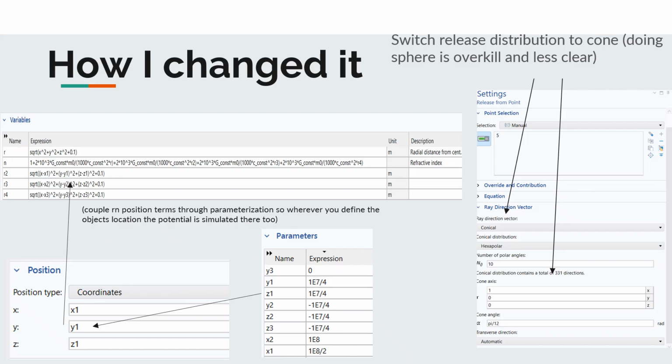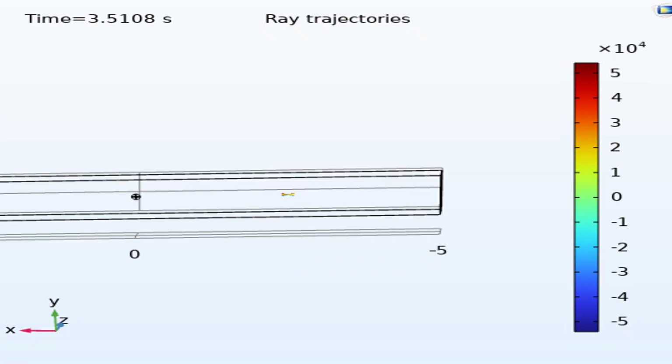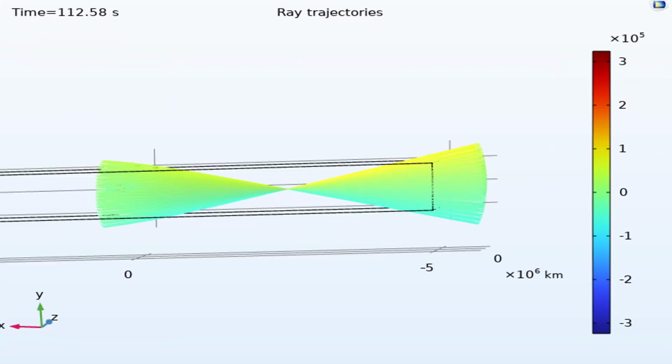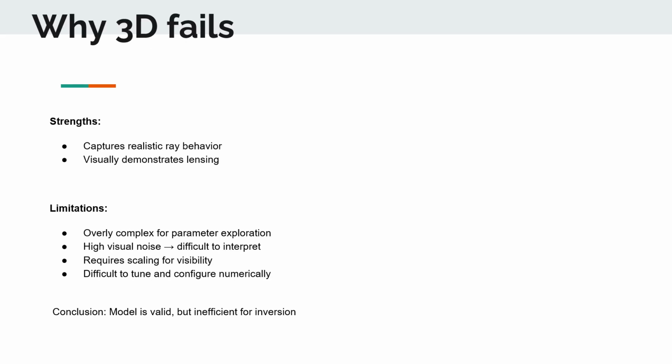And here is how I changed it with regards to the release features being conical and constructing multiple point sources. And here's a stop motion of the results. So if we zoom in, you can see that on the inside of the bending one, or the one near the masses, you can see how the light is bending and intersecting with itself. And so the 3D model provides a strong visual proof of concept, capturing how rays bend in a gravitational field.